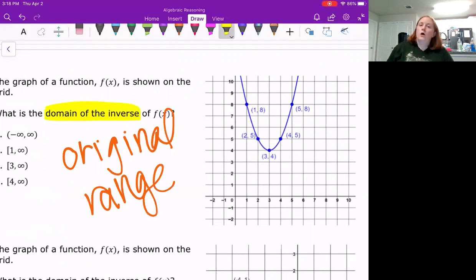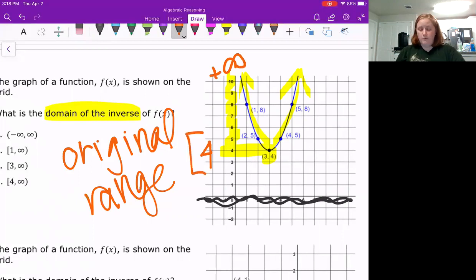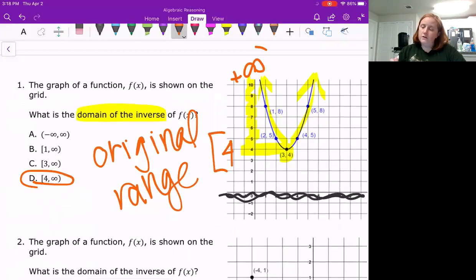So what I want to know, does this graph have a low or a high? Does it have a bottom or does it have a top? In this case, it has a bottom down here at the 4. Since I need range, I'm not going to look at any of these x numbers. So my 4 is being used. This graph continues to point up. So I need all the numbers that are greater than 4. So we're looking at 4 and then positive infinity. Since 4 is a part of this graph, it has to have a bracket with it, while the infinity has the parenthesis. So there it is, letter D.